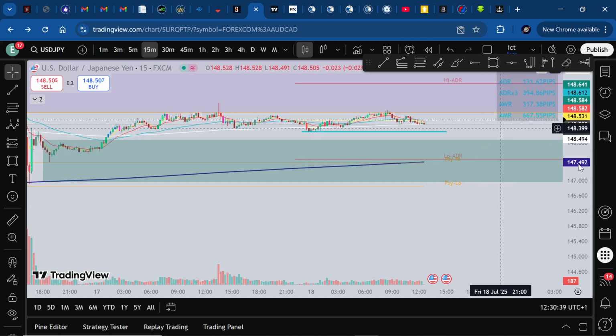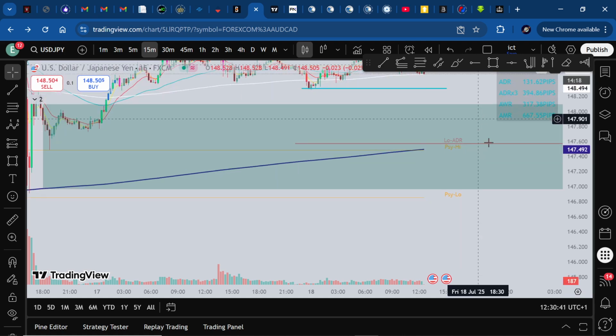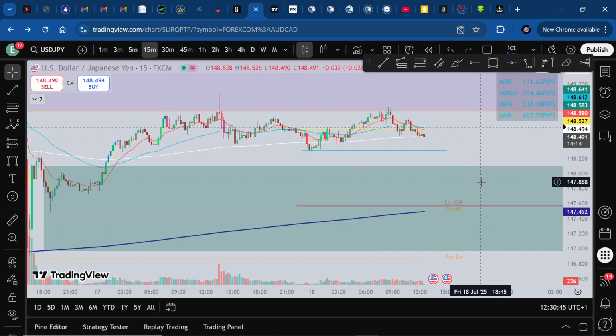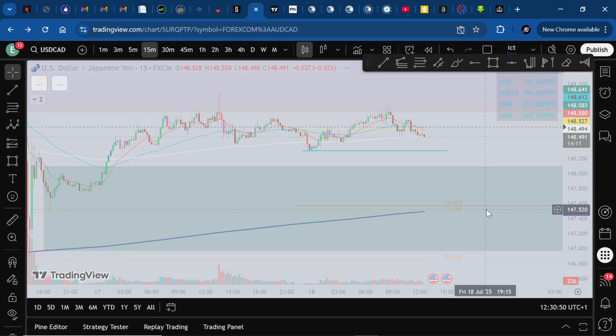I've got an alert up there. If ever that alert goes off, I just close my position, scratch out, probably be break even at that point, or just a small profit. I do want to go and talk about Bitcoin.